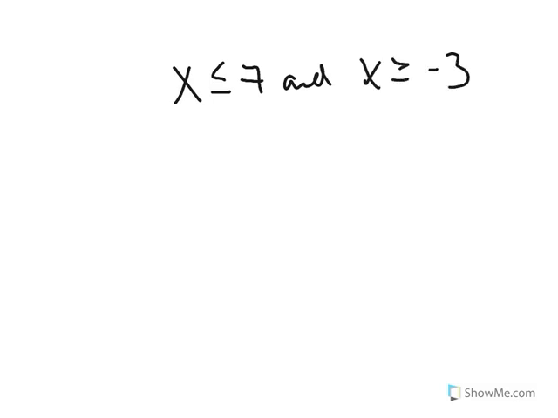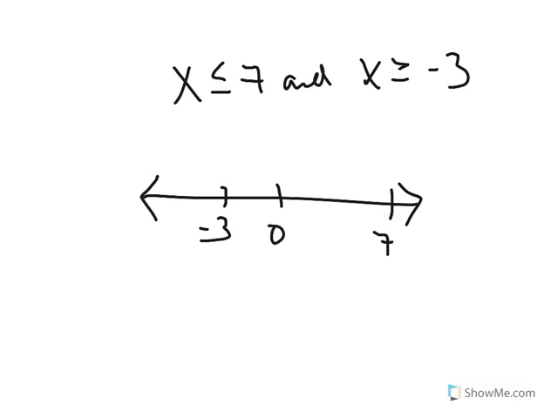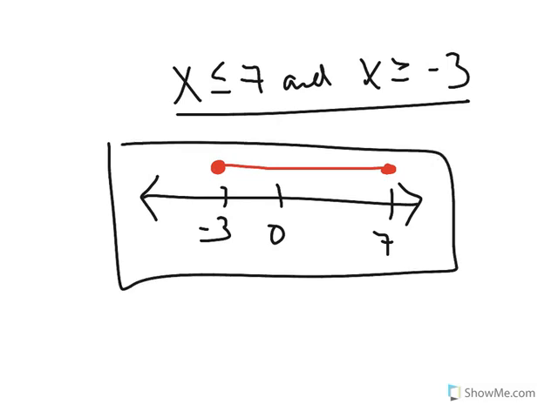The last piece I need to do is graph this as well. I know if 0 is right about here, negative 3 is right around there, and 7 is about here. Again, we have the less than or equal to and greater than or equal to, so I'm going to have a solid circle on both of these marks, and I'm going to draw the line that connects them. So this is my answer, not only my solution, but also my graph. Hope this helps out.